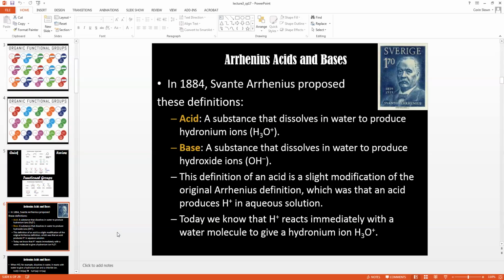Arrhenius acids and bases is the next topic that we're going to explore. In 1884, Arrhenius proposed definitions for acids and bases. An acid would be a substance that dissolves in water and produces hydronium ions, whereas a base is a substance that dissolves in water to produce hydroxide ions. These definitions are slight modifications of the originals, but we know that instead of producing an H+, a water molecule is always going to react to give a hydronium.